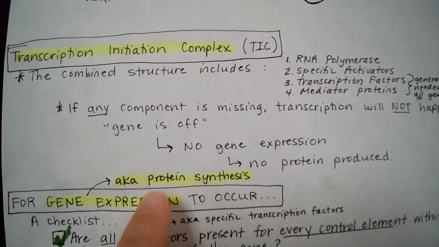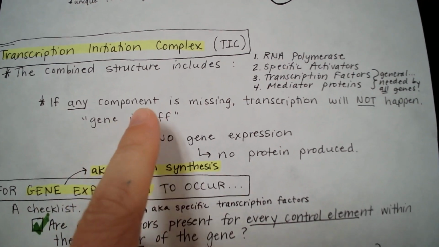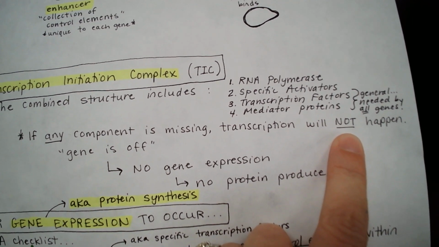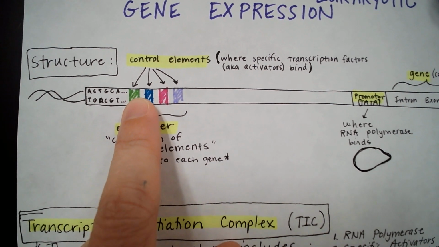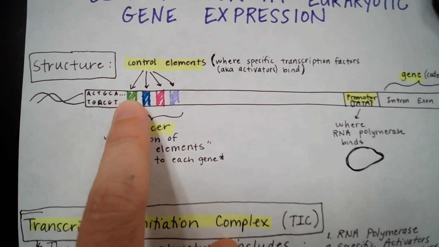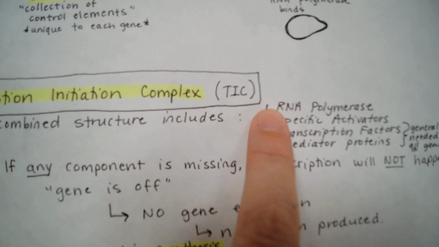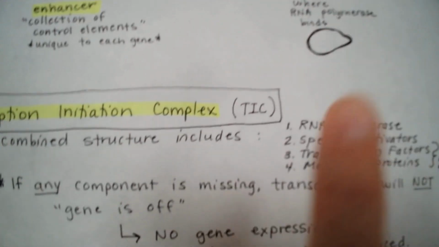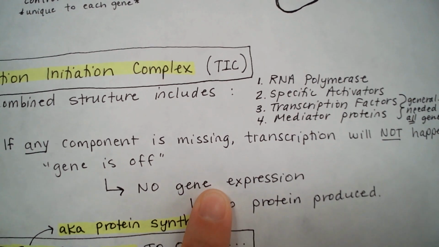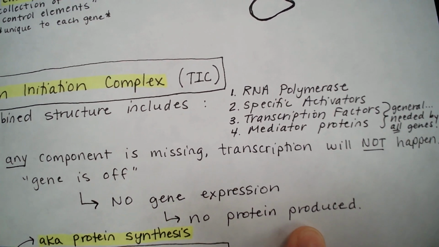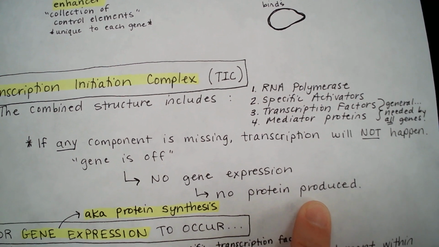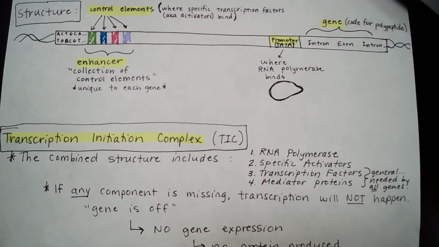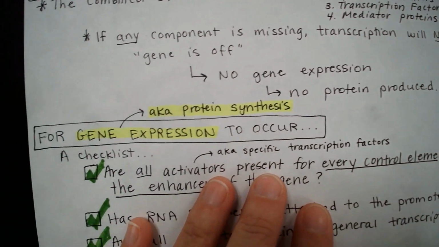Right. Now, this is important. If any component is missing, transcription cannot happen. So if you're supposed to have 4 activators, but you only have 3, the complex can't form. That gene is going to be off, okay? There's no gene expression, that means no protein is going to be produced, right? So you have to have everything together to initiate transcription.